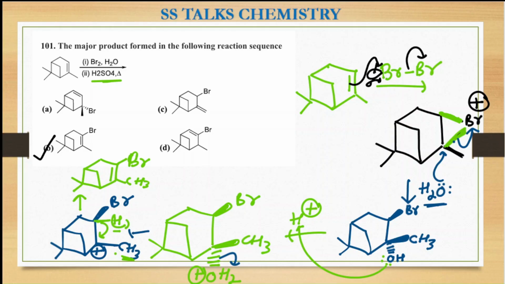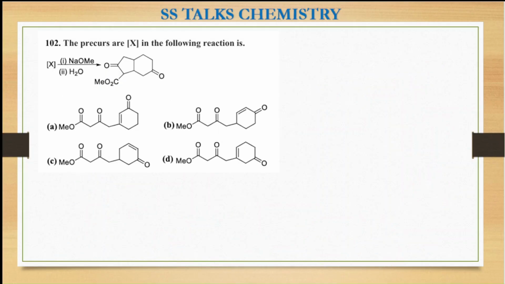Okay. So now let us move on to the next question, this one. We have to predict the precursor, that is the starting material X, that is going to form this particular product. So a species has been given to us. We have to predict which will form this particular product. Treatment has been done with NaOMe and water conditions have been given. So how is the reaction going to proceed?